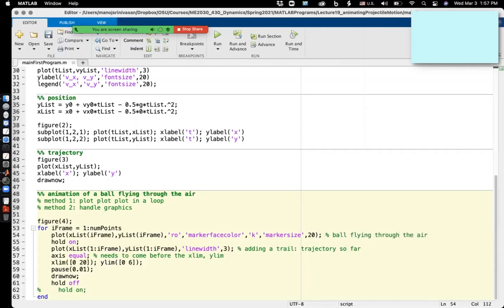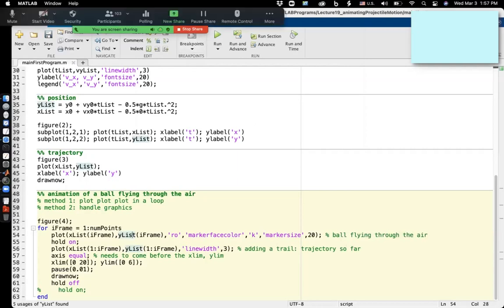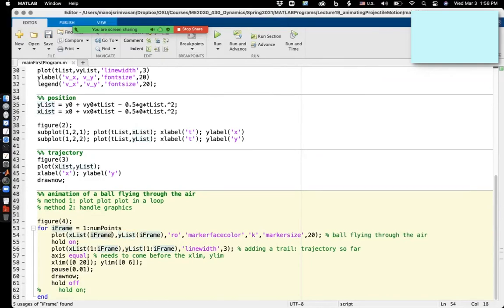And recall that X list and Y list contain the whole trajectory, and we're just plotting things one at a time. So here we're just plotting the ith frame, or the ith X and Y position. And to plot the trail, but just up to the current frame, we are basically doing X list of 1:iframe. So basically taking all the data points, but until the current frame, so that the trail kind of follows the ball. And when it's done, you've got the whole trajectory, but it doesn't plot the whole trajectory, it just plots until the current frame.